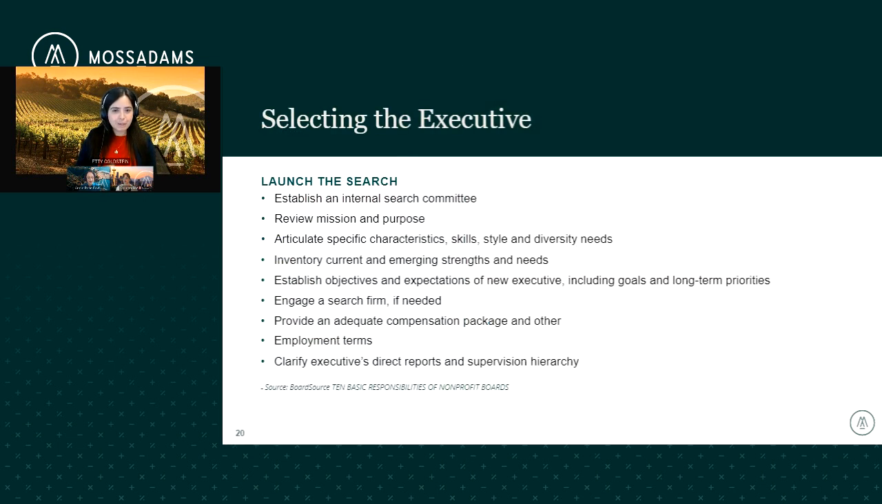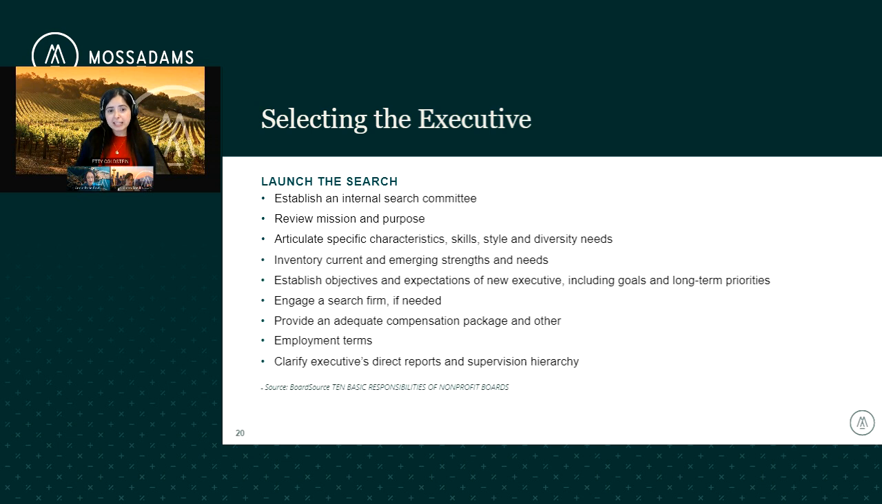So I mentioned the importance of establishing a healthy relationship with the executive officer. And therefore, I want to focus a little bit more on what to take into consideration when selecting the executive officer. And this, of course, will depend on the size and composition of the board of directors. However, it is very common to see that the board will establish either an internal search committee or even engage a search firm to get those best candidates.